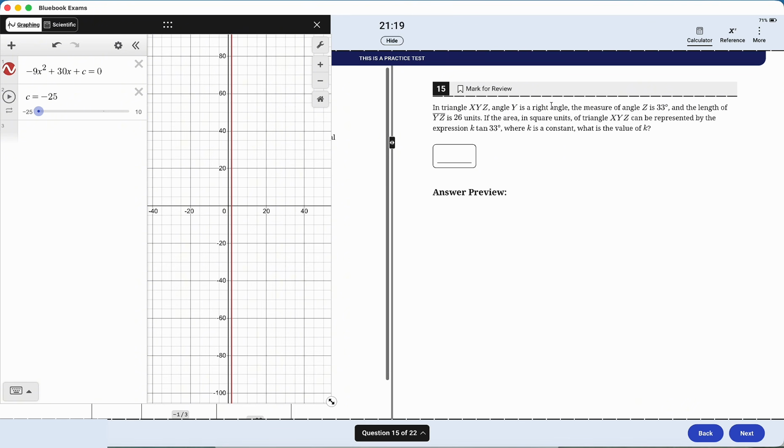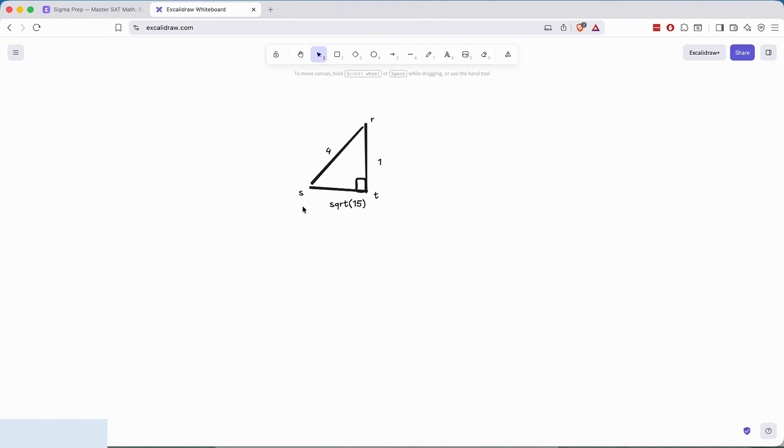Okay, next one. Triangle XYZ is angle Y is a right angle, and angle Z is 33. Okay, another triangle one, right? We're going to go back and sketch it, right? Like I said, that's going to be your geometry. So they said Y was the right angle. That's the only thing that matters.